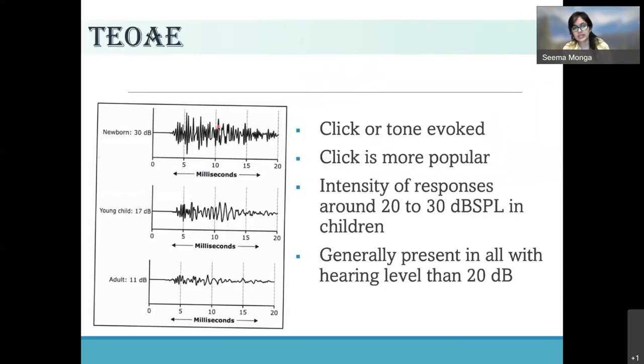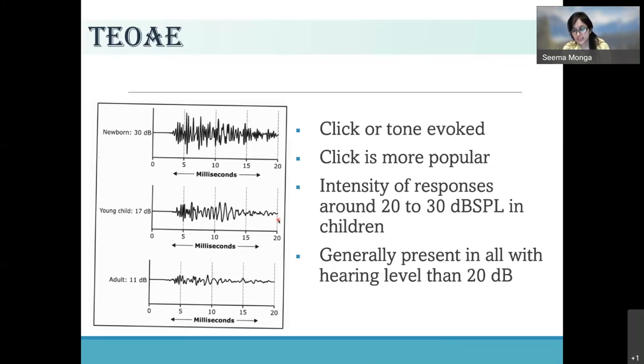This is how a TEOAE looks like. This is just an example, in a newborn, a TEOAE obtained in 30 decibel noise. It can be click or tone evoked. We say pure tone and we say click. Pure tone means a sound of a single frequency. Click can have multiple frequencies. So click is more popular, but tone can be used.